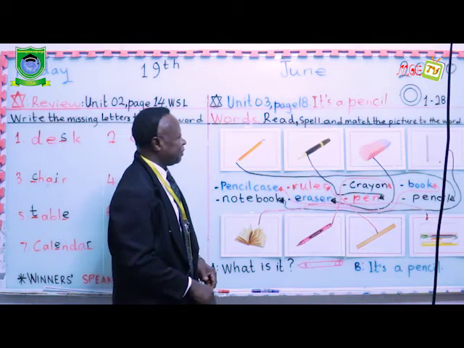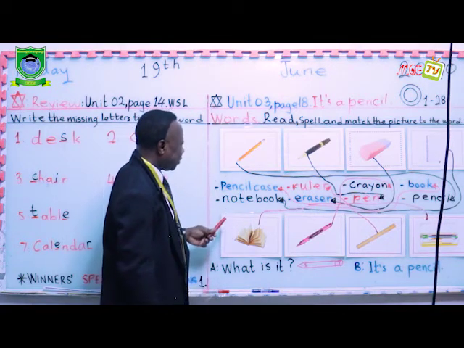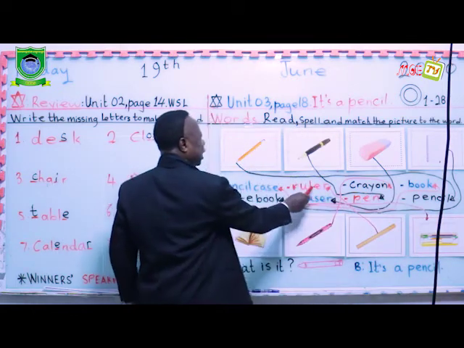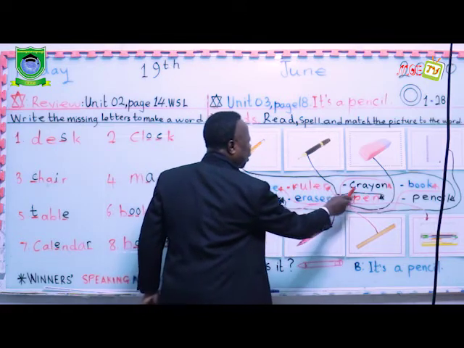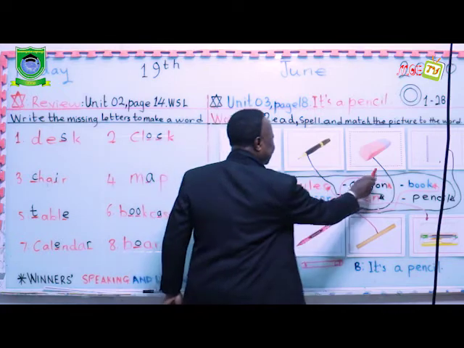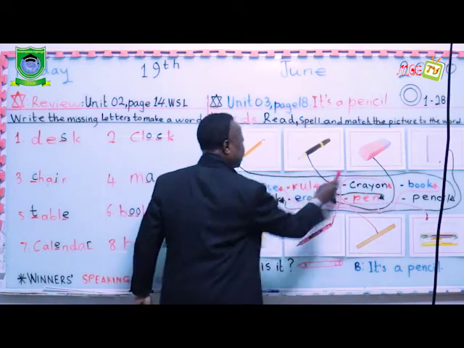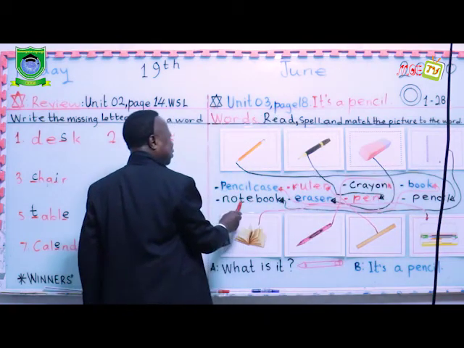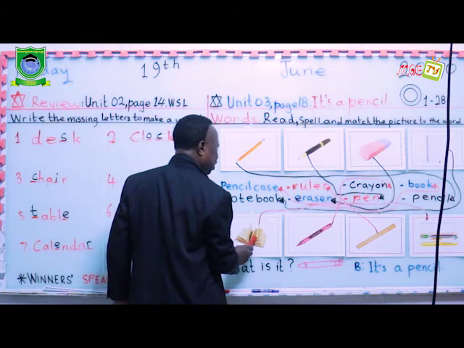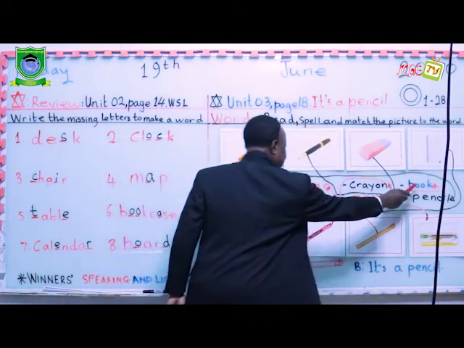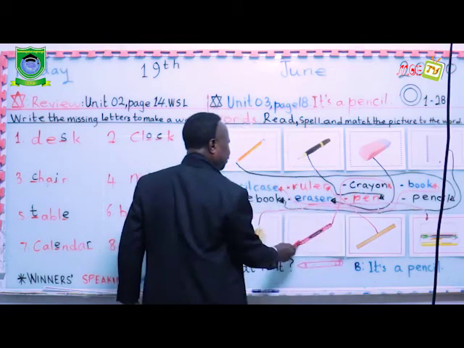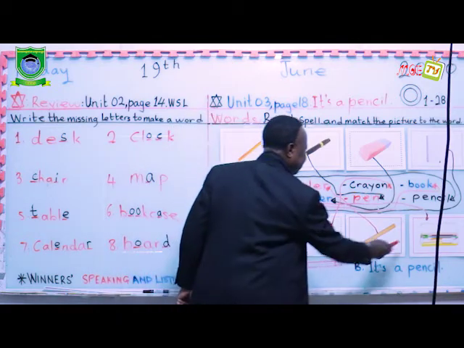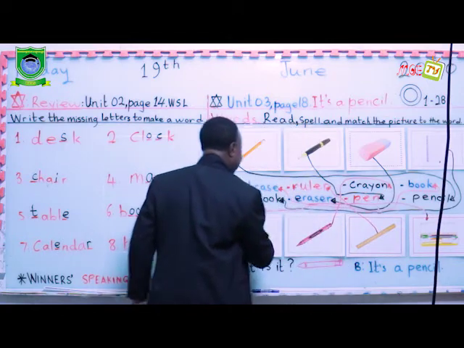Yeah. So let's repeat the words again together with the pictures. Pencil case, ruler, crayon, eraser, notebook, book, crayon, ruler, pencil case.